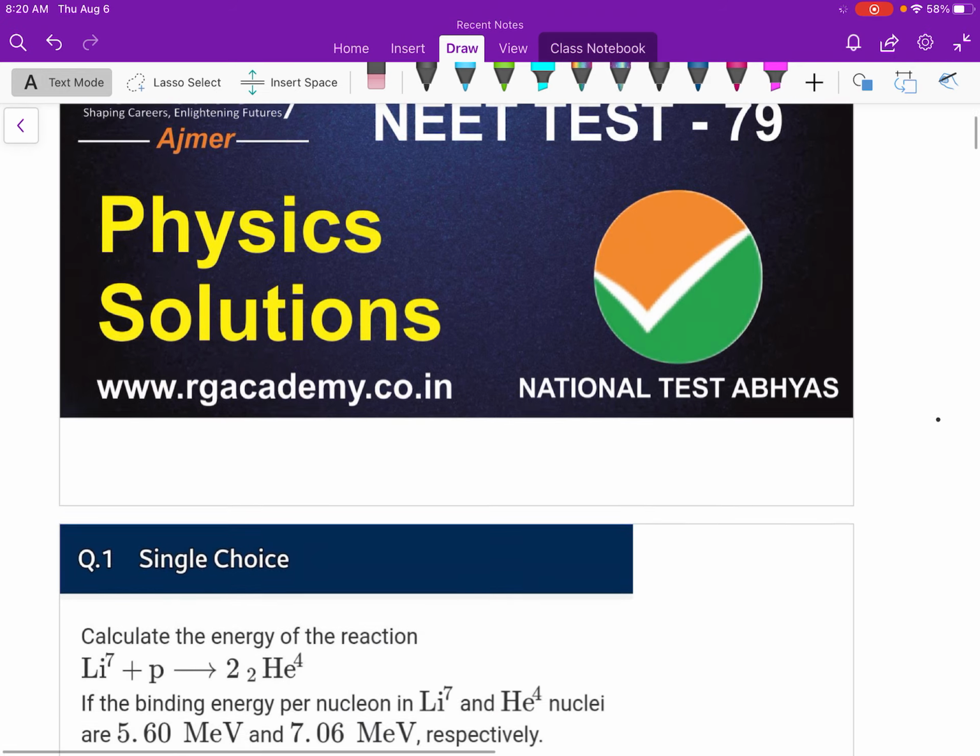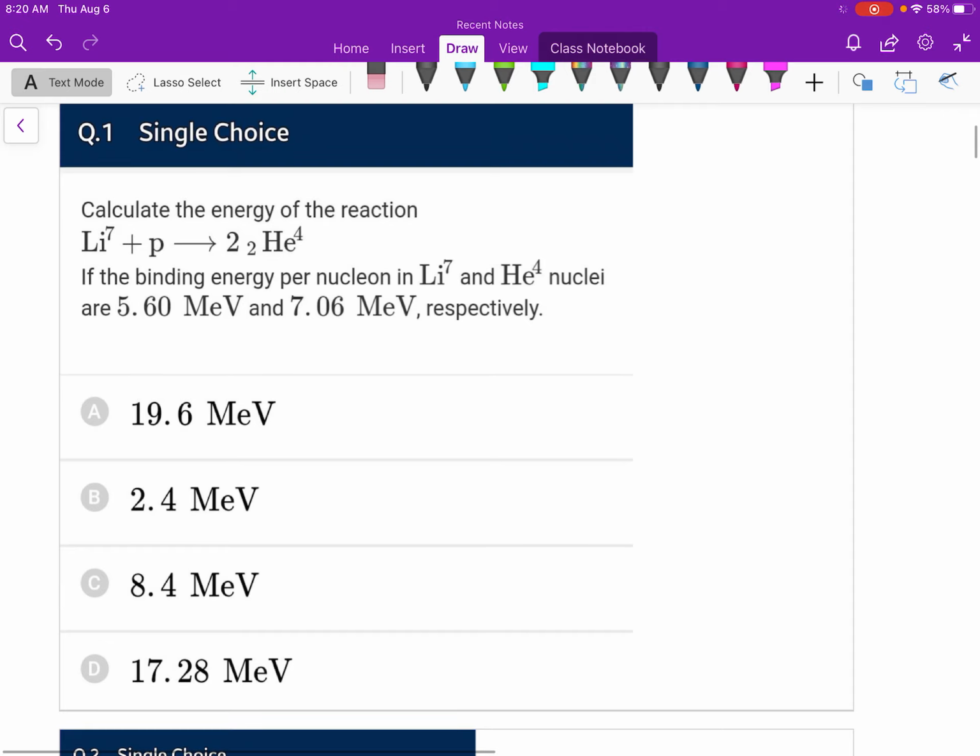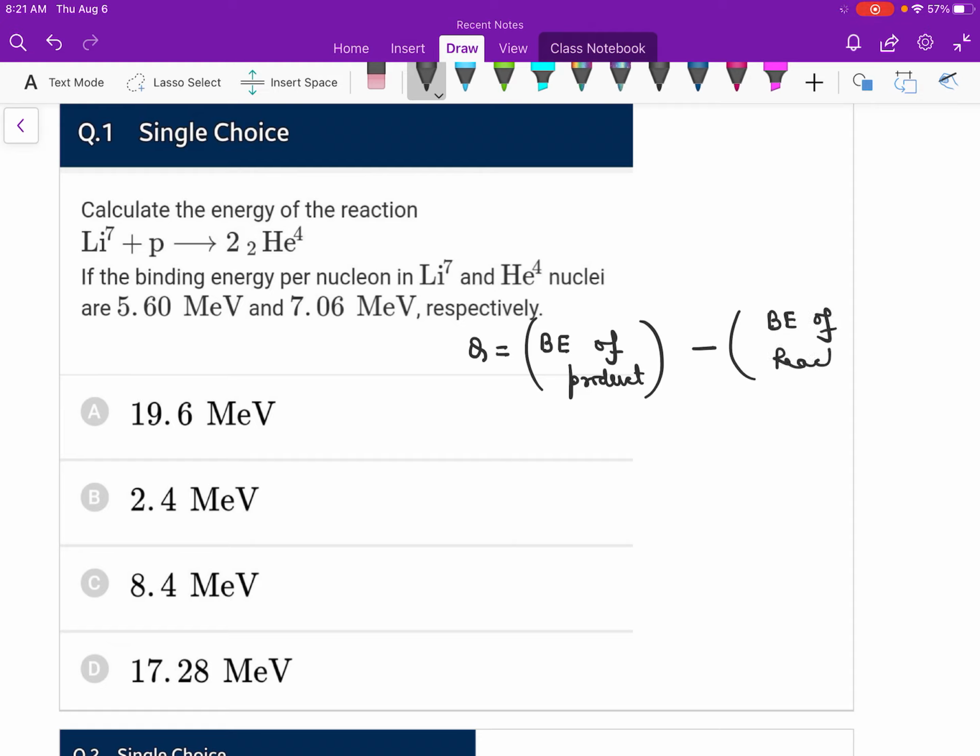Okay, so let's start from question number 1. Calculate the energy of the reaction. So the binding energy per nucleon of Li7 is given and helium 4 is given. So we know that energy of reaction is binding energy of products minus binding energy of reactants. So Q value is binding energy of products minus binding energy of reactants.